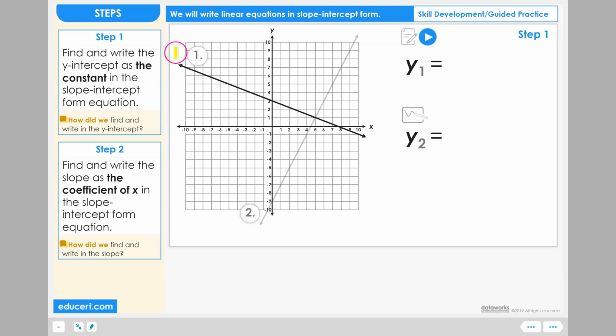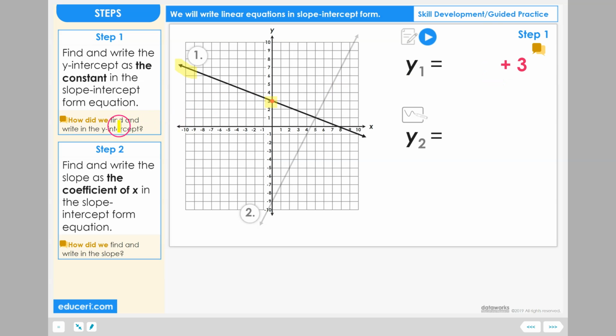Let's write linear equations in slope-intercept form. Linear equation graph number 1. Step 1. Find and write the y-intercept as the constant in the slope-intercept form equation. The y-intercept of this graph occurs here at +3 on the y-axis. Because it's +3, for the constant we will write +3.